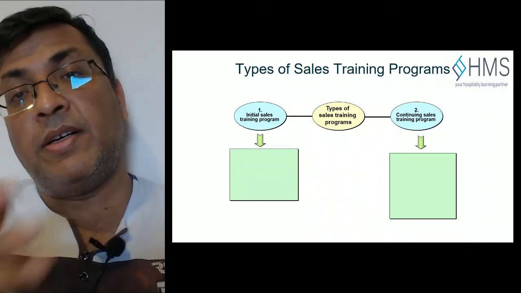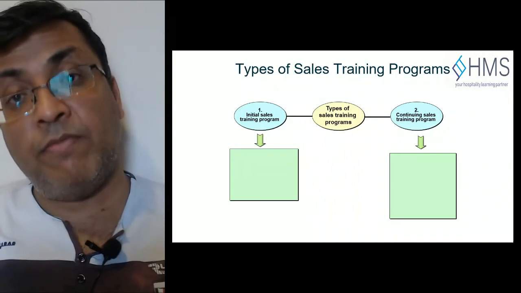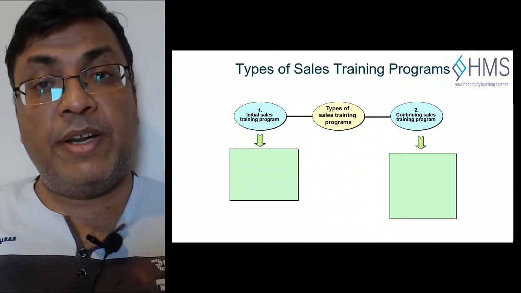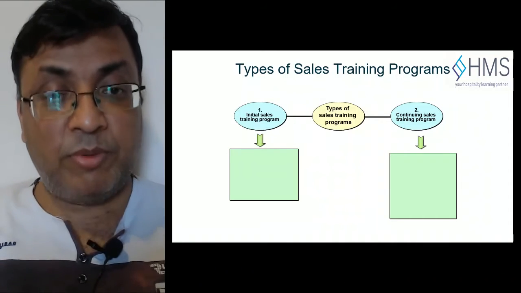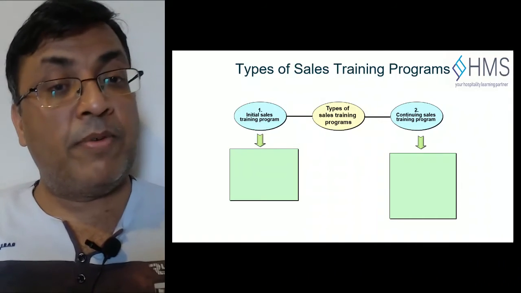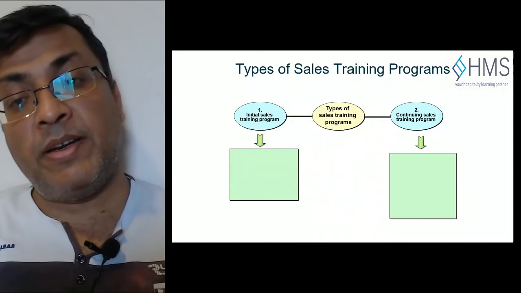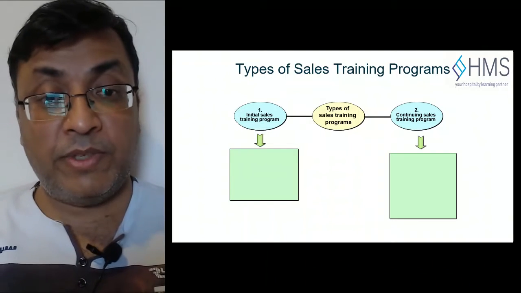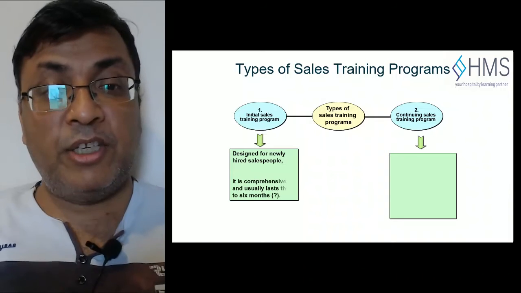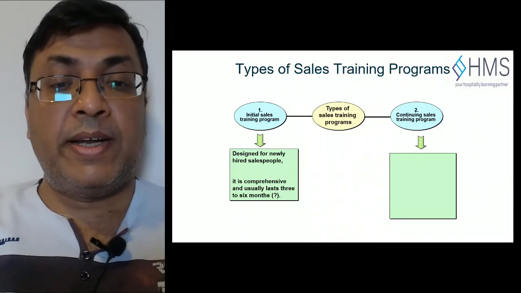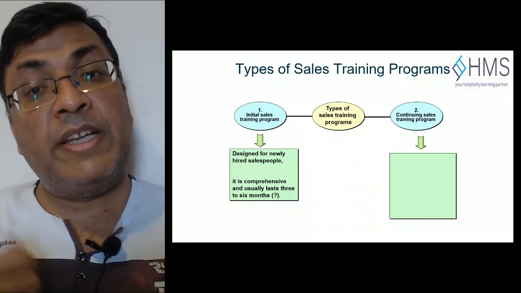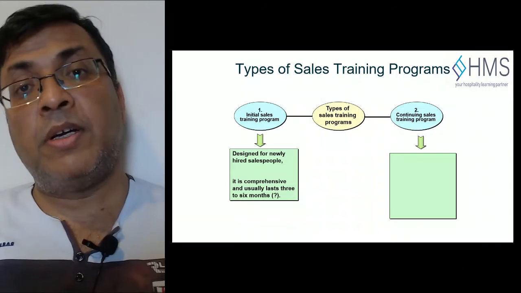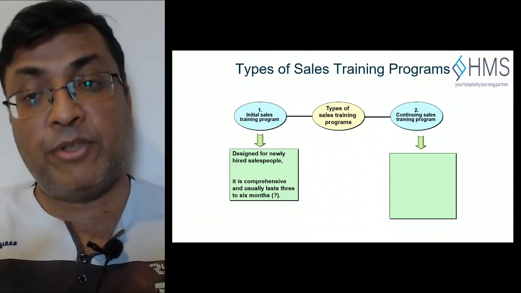Once we have done the training need analysis and identified the objectives, what we need to train, now we need to finalize the type of training we are going to give to our salespeople. There are two types of trainings here: initial training programs and continuous training programs. Initial training programs are usually given at the time of joining for newly hired salespeople, and they are comprehensive. They usually take 3 to 6 months. They cover company policies, fact sheets, products, service history, customers, negotiation skills, and company-specific solution skills.